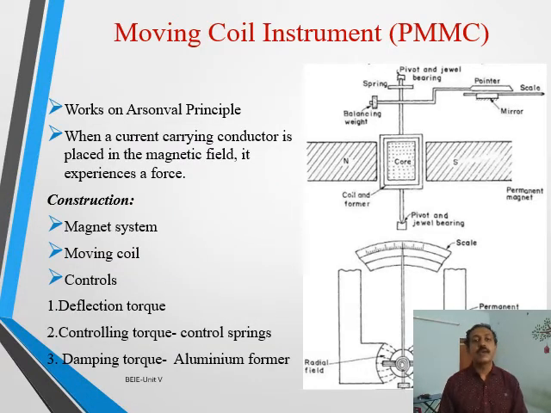Next, the topic is moving coil instruments. First we shall see about the permanent magnet moving coil instrument, PMMC instruments. This PMMC instrument is mainly used for DC measurements. It is used to measure DC currents, DC voltages, etc. And this PMMC instrument works on the D'Arsonval principle.